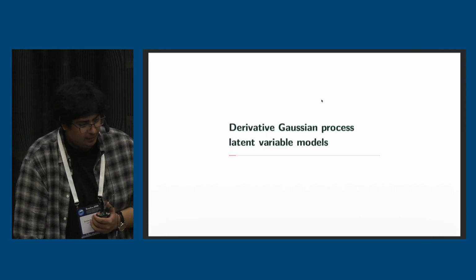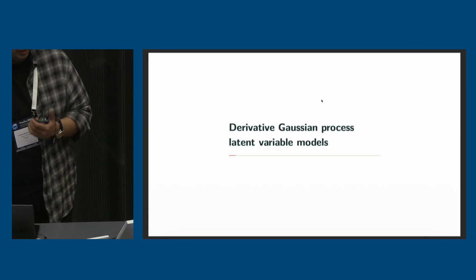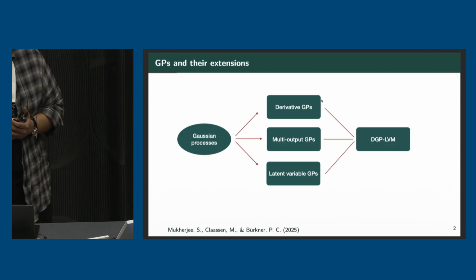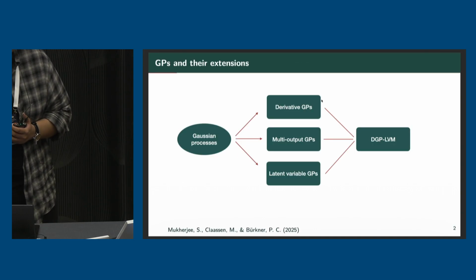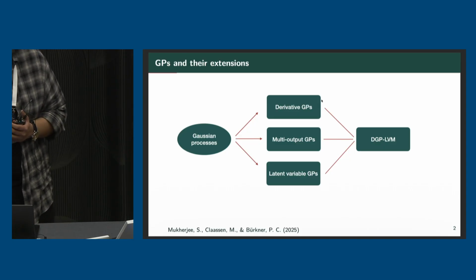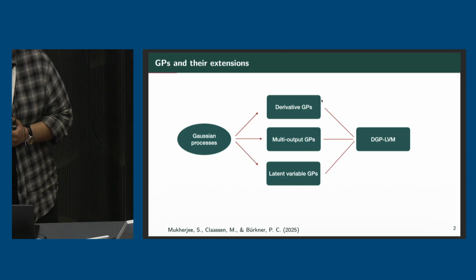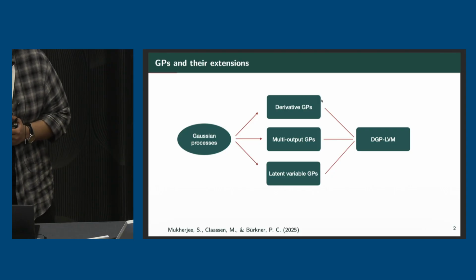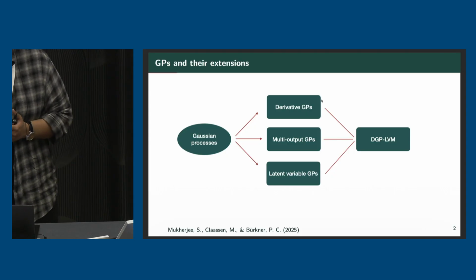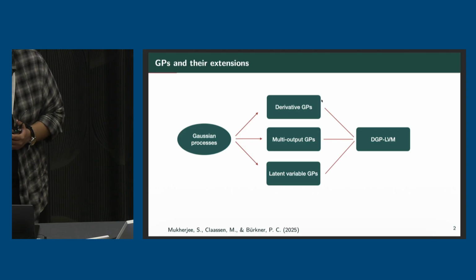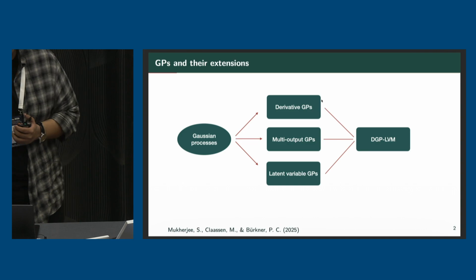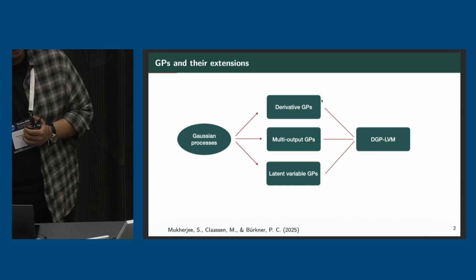This derivative Gaussian process latent variable model was something that we developed during my PhD. Essentially, we take Gaussian processes, then there are these extensions, namely derivative GPs, multi-output GPs, and latent variable GPs. We do an ensemble, get one model, and the purpose of this model is to accurately estimate latent variables, and the other two extensions simply assist in doing so. In the next few slides, I will very quickly explain these three extensions before moving on to approximation strategies.